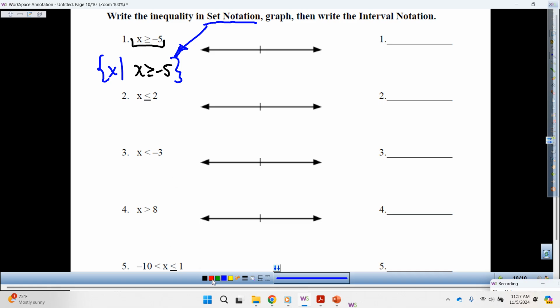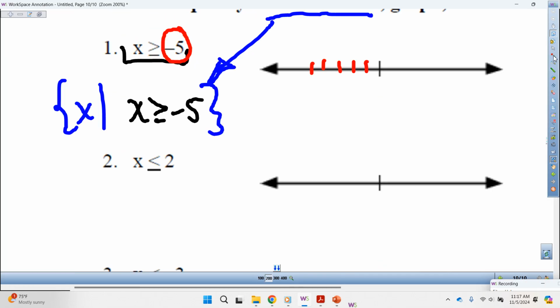Here we go. I'm going to use red for this. We start at the dividing point, which is -5. 1, 2, 3, 4, 5. Here it is. However, look at the inequality symbol. Let me zoom in. Does it have an equal sign? Yes, Mr. Q. So that means it's a solid point. It's a solid point because it has a what? An equal sign. Okay. Next.